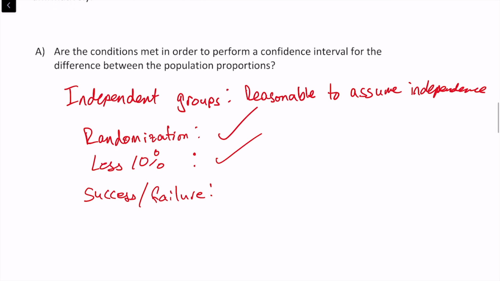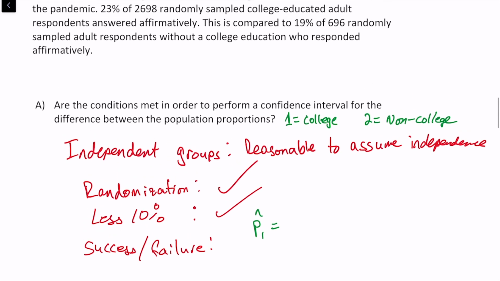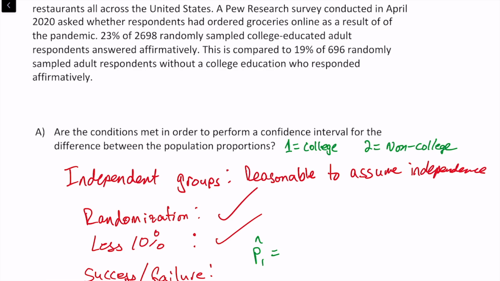Success and failure, okay? All right, so in order to do that, we need to grab some information. First of all, let's talk about P1 hat. What we're going to do here is let 1 represent the college-educated adults, and let 2 represent non-college educated adults. So P1 is going to be the percentage in the sample of college educated that order groceries online.